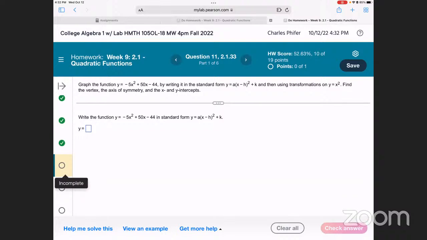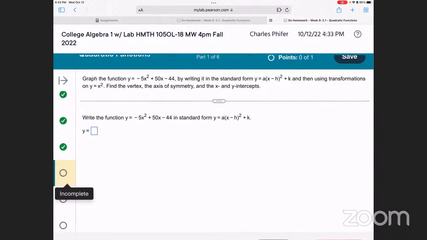Let me see. Graph this function by writing it in standard form and then using the transformation to find the vertex. Okay, so write this function in standard form. Let's see. Let's go like this.